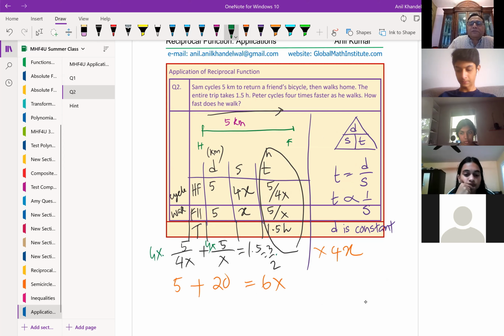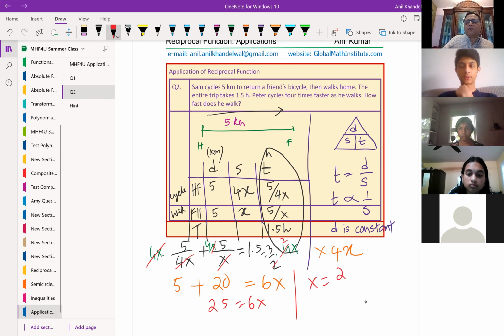So multiply everything by 4x so that you get rid of the denominator. Simple solution. Get rid of denominator. So the first one, as you can see, 4x and 4x cancel. You're left with 5. x and x cancel. 4 times 5 is 20. And here, 4 cancels, you get 2. 2 times 3 is 6. So you get this equation, right? Which is 25 equals 6x. And therefore, x is equal to what? x is 25 over 6. Great.